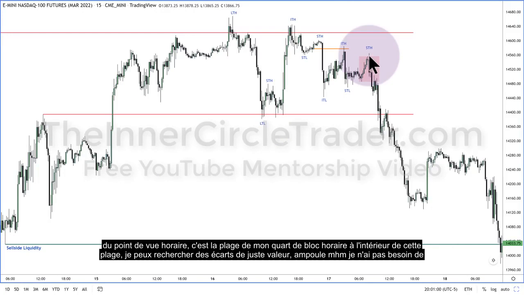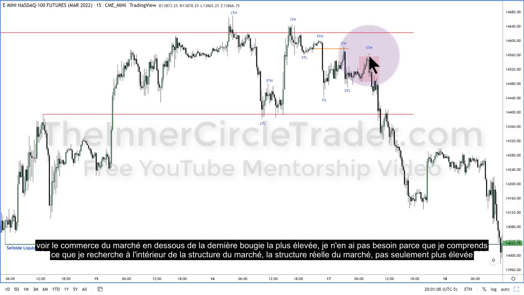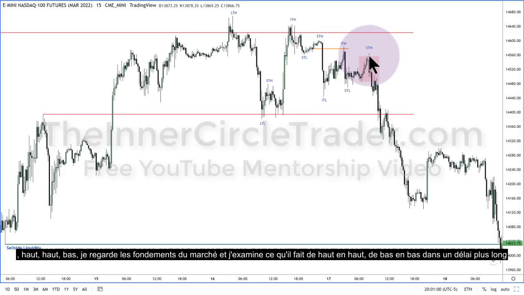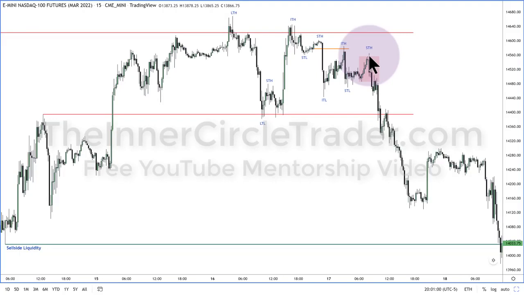I don't need to see the market trade down below the last highest up close candle. I don't need that, because I understand what I'm looking for inside market structure. Actual market structure, not just higher high, higher low. I'm looking at the underpinnings of the marketplace, and I'm examining what is it doing high to high, low to low, within a higher time frame premise.